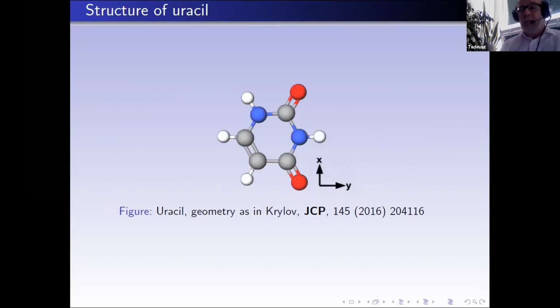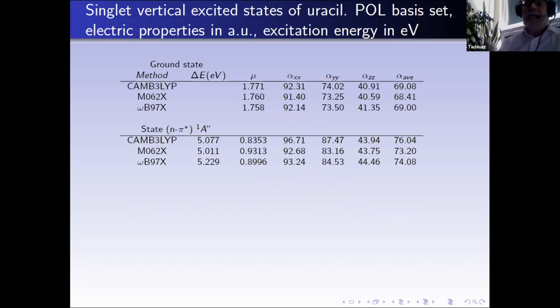Let's start with the uracil molecule. It's obviously a molecule of great biochemical interest. Here we have the geometry, and the basis is the same as in the benchmark paper of Krylov. And here we have some results. First, let's take a short look at the results for the ground state. We see that our DFT results are all close together. The range of these results is very narrow.